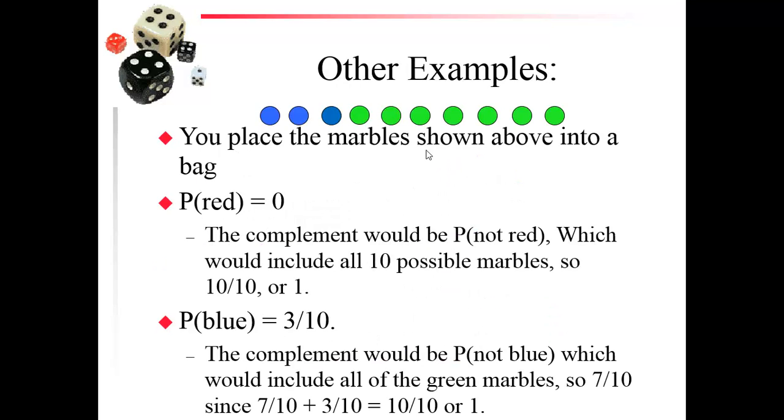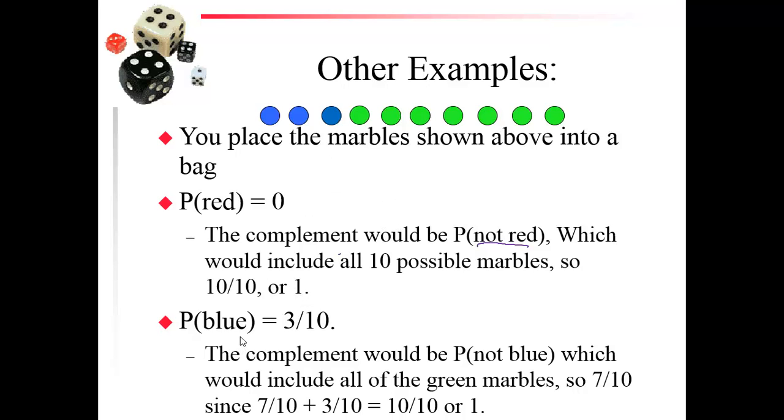Okay, looking at our bag of marbles, the probability of getting a red would be 0, or 0%. The complement would be the probability of getting something that is not red, which would include all 10 possible marbles up here, because all of them are not red. So it would be 10 out of 10, or 1 whole.